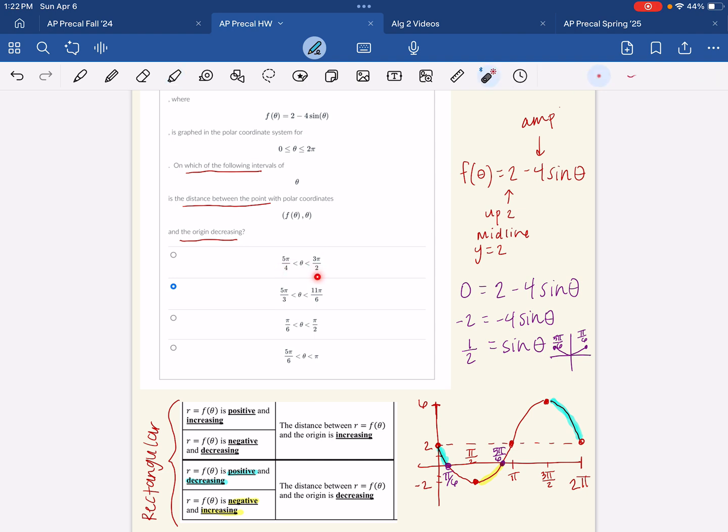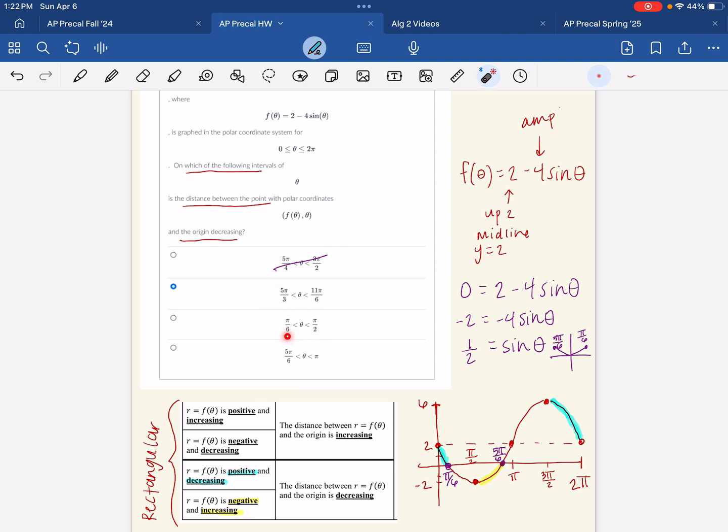So 5 pi over 4 to 3 pi over 2, that's going to be right here between pi and 3 pi over 2, not a highlighted region. I'm going to eliminate that choice. Of course, this one I did already have the answer kind of picked here. We have 5 pi over 3 and 11 pi over 6. Even though those are not two values where the graph changes direction, they definitely lie between 3 pi over 2 and 2 pi. So that's what I had chosen on my iPad before I took the screenshot.